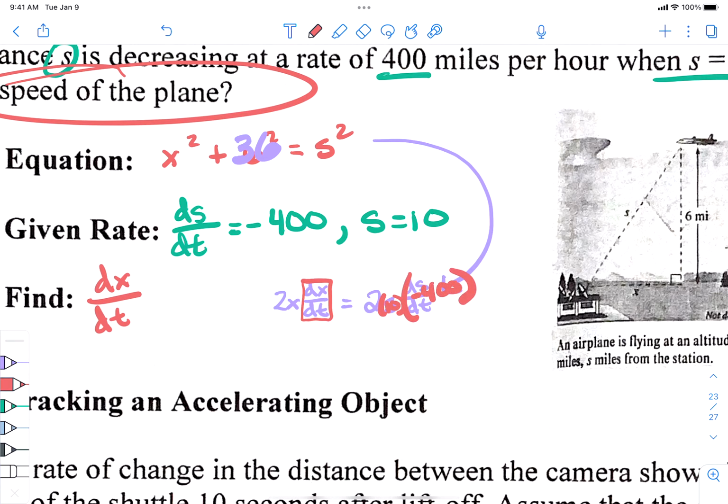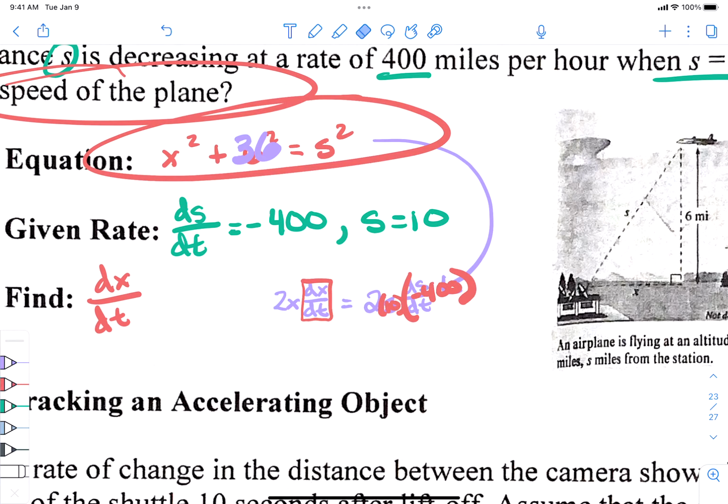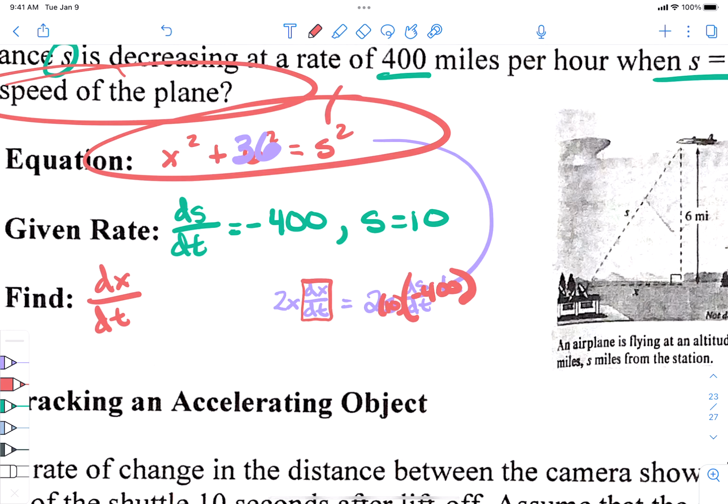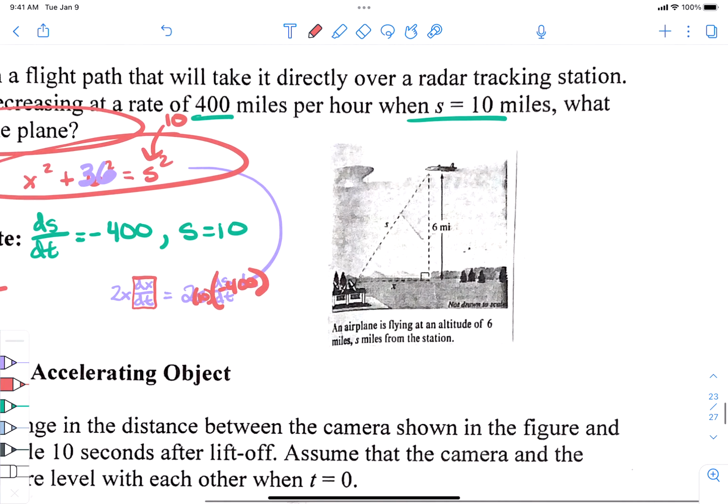Okay, but here's the problem. We do not have an x. Well, shucks. Take the derivative again. We have to find what x is. We have our original function, and if we know what s is right now, we can plug s in here and solve for what x has to be when s is 10.